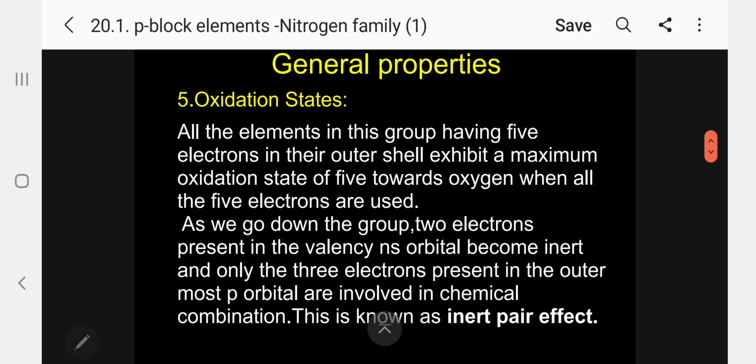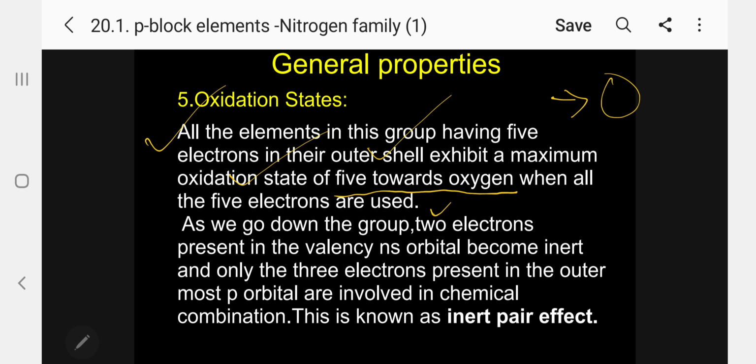Oxidation state. This is the most important, and you must always know it regarding the family. Oxidation state, or simply valency. If it is given in terms of neutral values, valency is either a plus or minus value, the oxidation state. All the members in this group have 5 electrons in the outer shell. I already explained this under electronic configuration. So they exhibit a maximum oxidation state of 5 towards oxygen. Towards oxygen, it shows oxidation state 5, when all the 5 electrons are used.